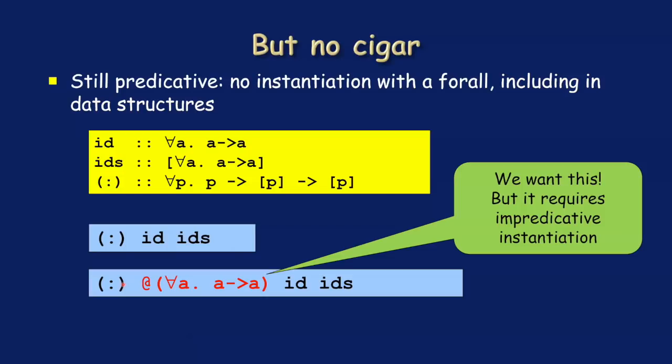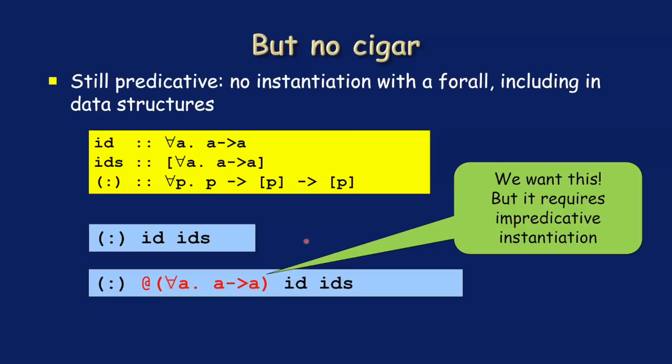I've written the type of cons here. It has type forall p. p -> list of p -> list of p. I'd have to instantiate that with a, well, polytype. So this is a bit tantalizing, right? No cigar. It's tantalizingly close.